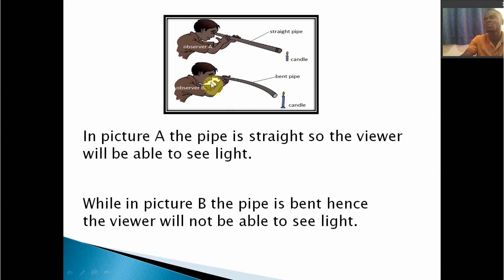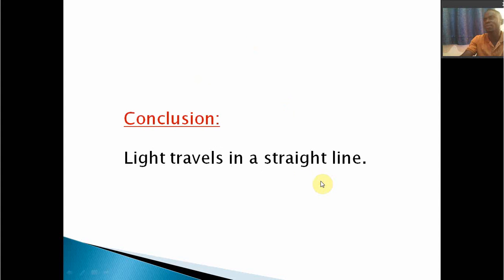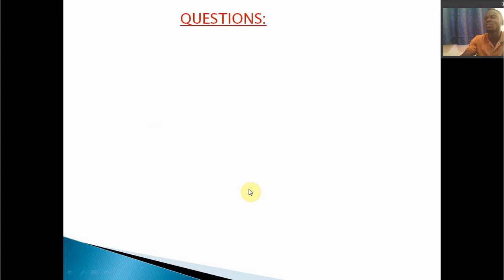But look at this observer here. This observer is holding a bent pipe, and if he tries to look at the light from the candle, he cannot see the light from the candle. Why? Because light travels in a straight line. That is one of the properties of light. Are we together? So in picture A, the pipe is straight, so the viewer will be able to see light. While in picture B, the pipe is bent, hence the viewer will not be able to see the light. Is that clear? So how do we conclude? We conclude by saying that light travels in a straight line.